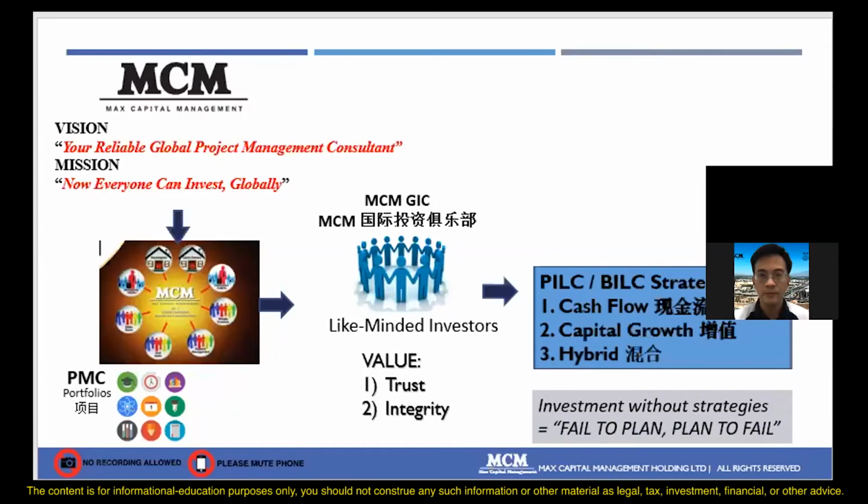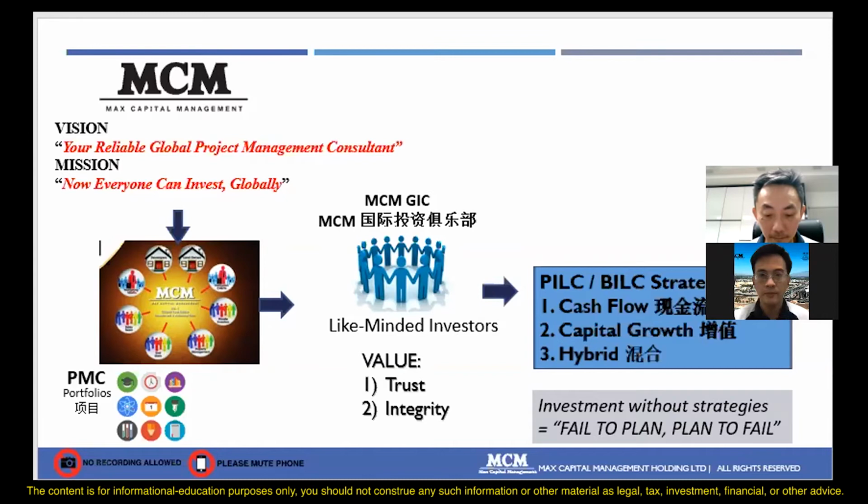Okay, and this is a little bit of our vision and also mission of MCM. Our vision is basically your reliable global project management consultant, and our mission is that now everyone can invest globally. So you guys know, right? From those days, I never even thought about investing globally. But after MCM, I got the opportunity to invest globally, and as a PMC company, we bring in our investors. We want to have more like-minded investors who can understand us and also work together with us.